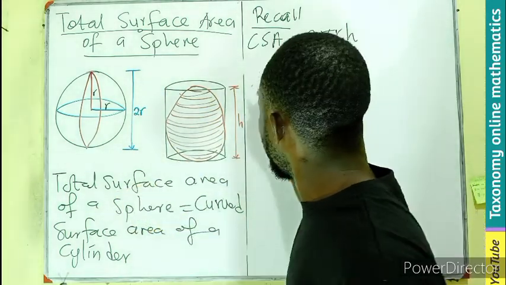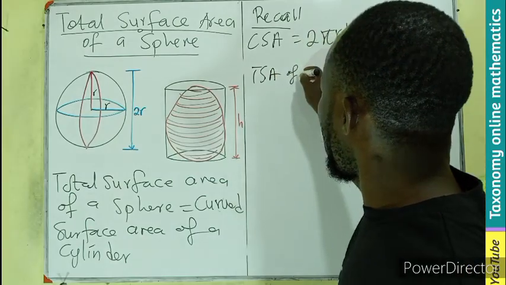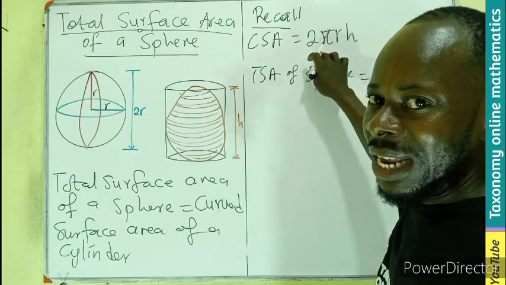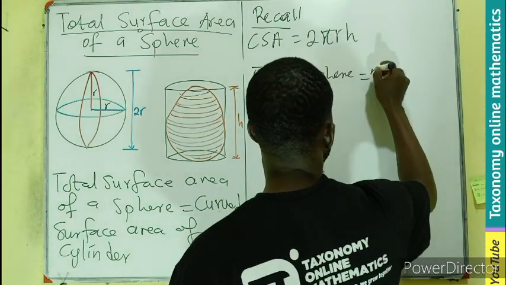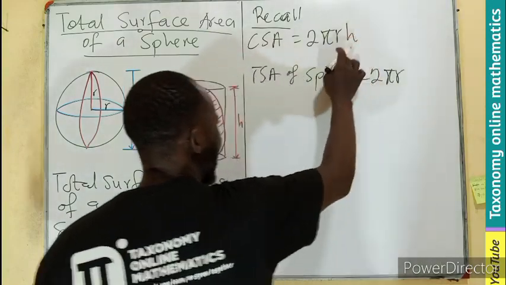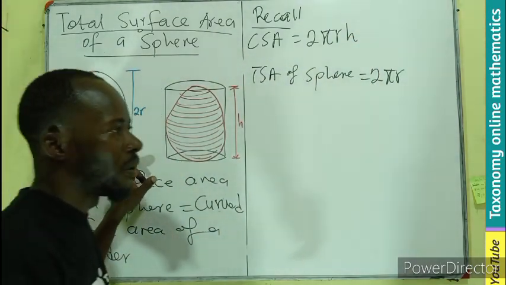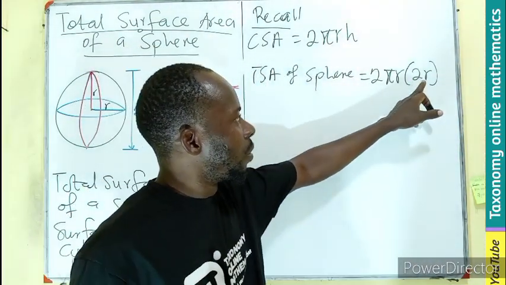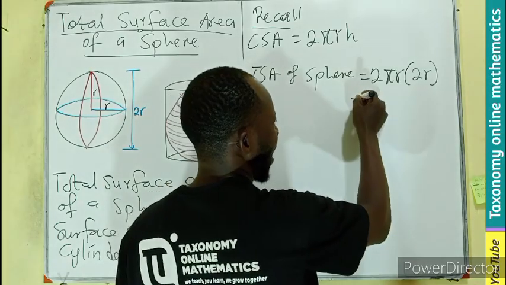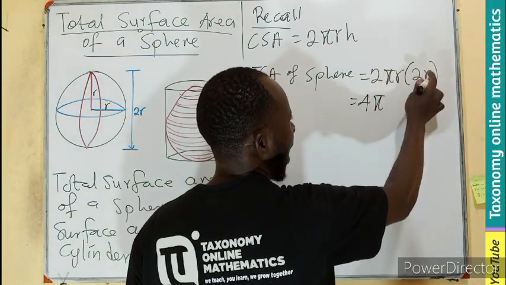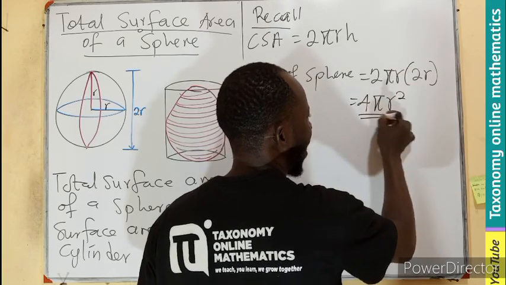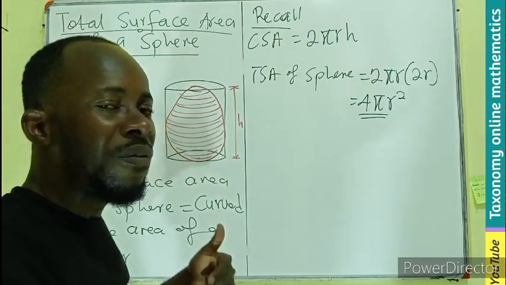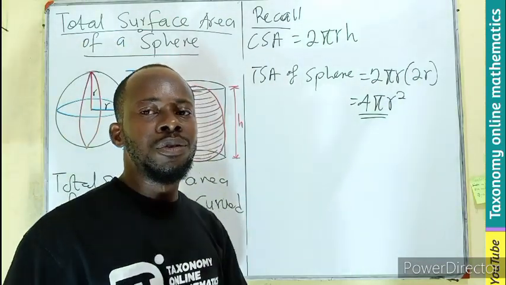So if you want to find the total surface area of a sphere, which is the same as the curved surface area of the cylinder, that means I'll be having 2 pi r h. And what is the h here? For the sphere, the h is 2r. So now let's multiply the constants together. That gives us 4 pi r times r, which will give us r squared. So the curved surface area, or better still, the total surface area of a sphere is 4 pi r squared.